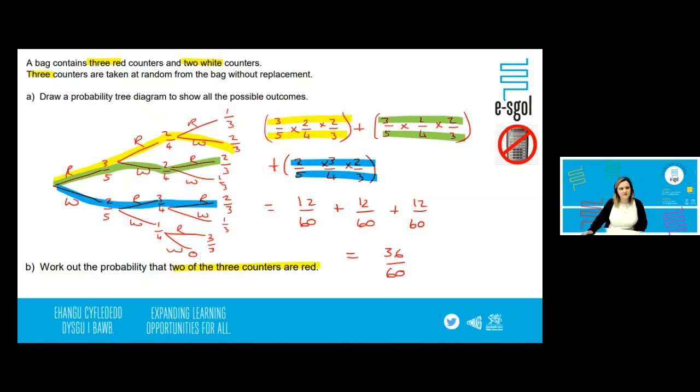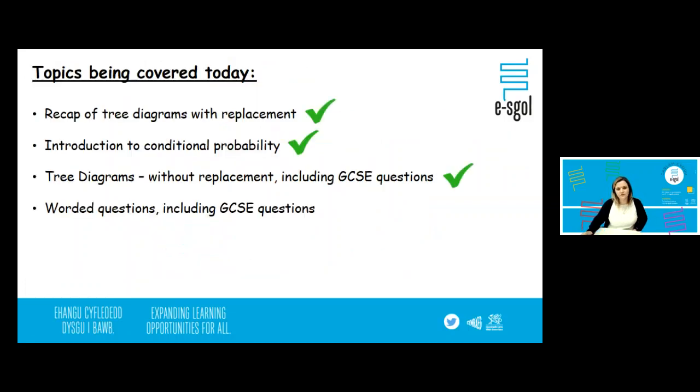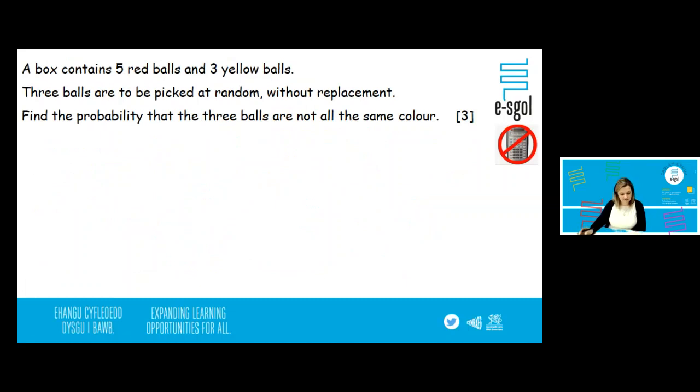Okay, so we've had a look at some tree diagrams, and we've had a look at some worded questions. We're going to go back to the worded questions now, but we're going to have a look at a slightly different style of question to bring in some subtraction.